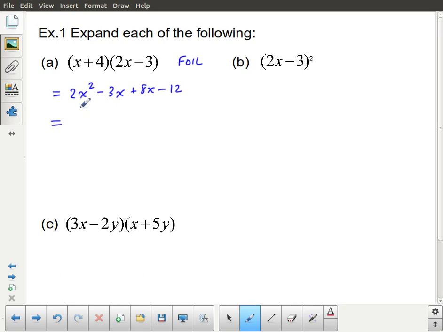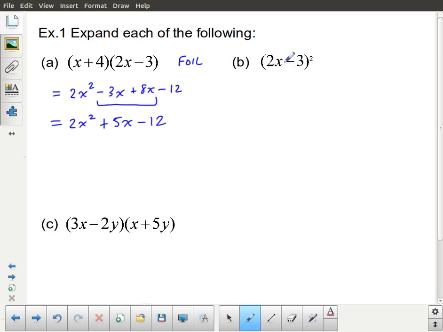And the last step I need to take here is I need to gather like terms. The only place where I have like terms are these middle terms. So that stays 2x squared. Negative 3x plus 8x is equal to plus 5x minus 12.